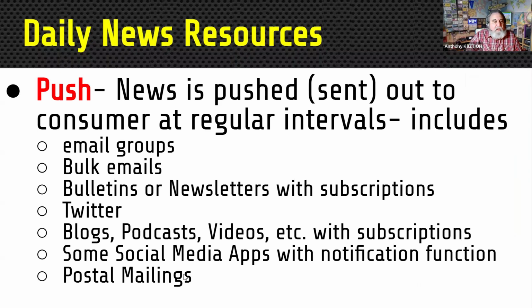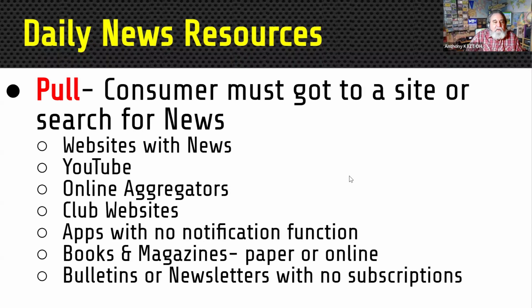There's two different types of news out there, and I'm going to talk about both of them. I'm also going to talk about some ways that those affect what you follow. The first is push news. This is news that is pushed, sent out to the consumer at regular intervals. So things such as email groups, bulk emails, bulletins or newsletters with subscriptions, social media like X or Twitter, feeds like Facebook, blogs, podcasts, videos, etc. with subscriptions. Notice the with subscriptions part, because there's plenty of them that don't have subscriptions. Some social media apps have notification functions, and of course, good old snail mail, things that come in the mail. You don't have to tell them to send the mail. It comes out every day, almost every day.